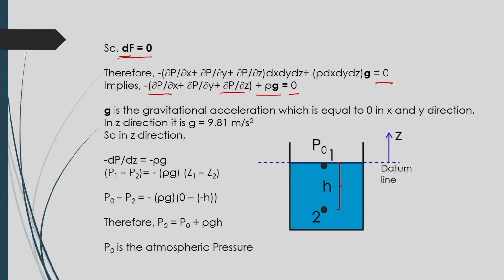Now, this g is equal to 0 in the x and y directions, which means there is no acceleration in the x and y directions, since the fluid element is in static condition. In the z direction, g will be equal to gravitational acceleration, 9.81 meter per second square. So finally, after substituting g in the z direction, minus dp dz will be equal to minus rho g. From this we can say that p1 minus p2 will be equal to rho g into z1 minus z2, where z1 minus z2 is the distance between 2 points and p1 minus p2 is the pressure difference between the 2 points.